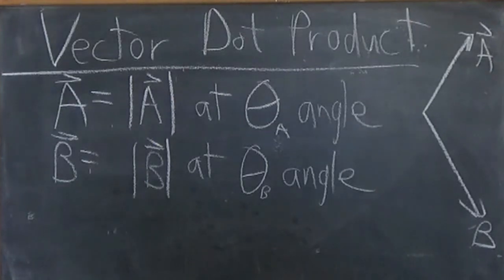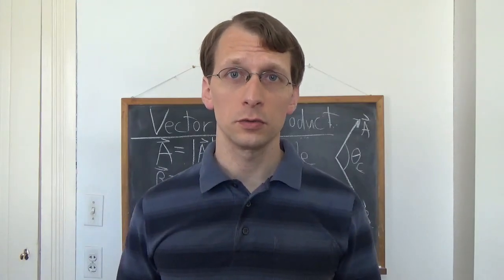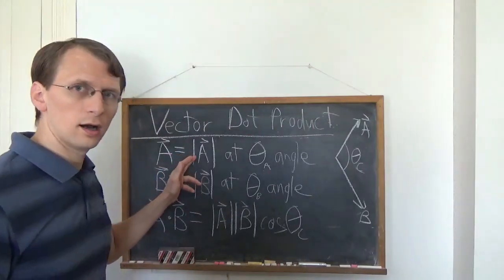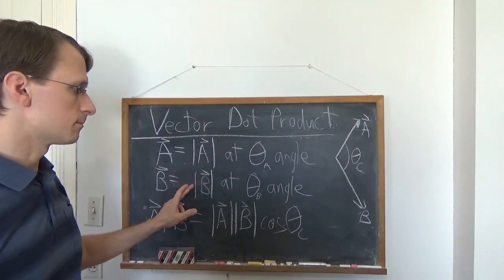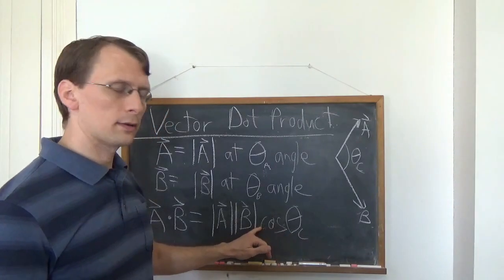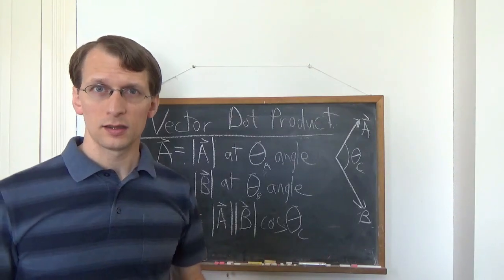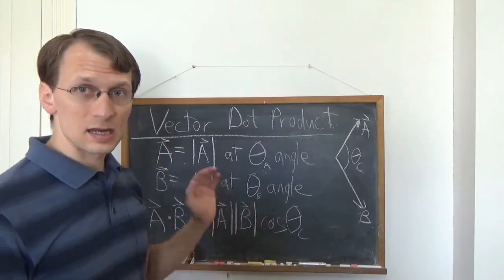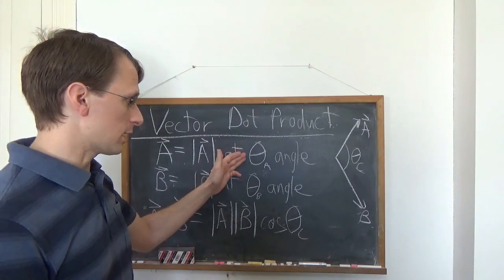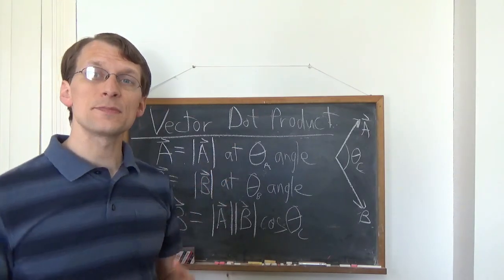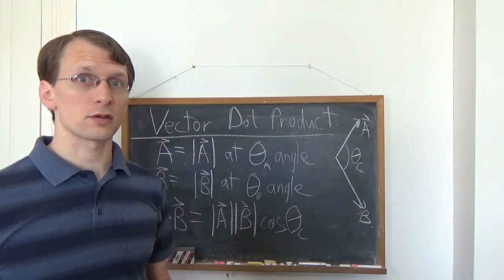Now, given these two vectors, vector A given a magnitude at theta 1, and vector B given a magnitude at theta 2, the calculation you'll need to do is take the magnitude of A times the magnitude of B, and then multiply that by the cosine of the angle between the two vectors. Now note, it is not specifically adding up angle A and B or subtracting them. It depends on the situation and where those angles are.